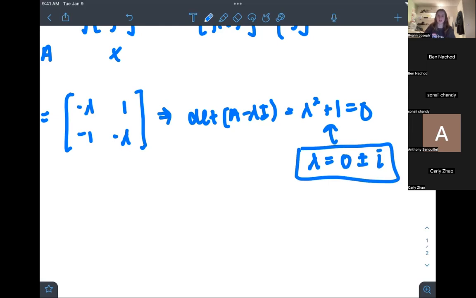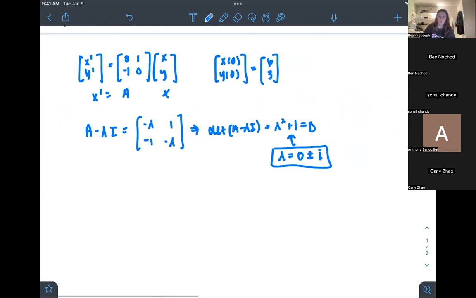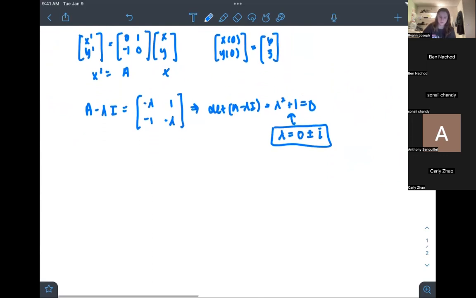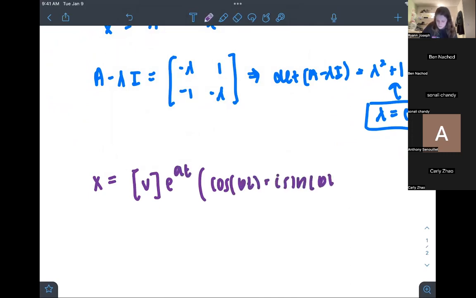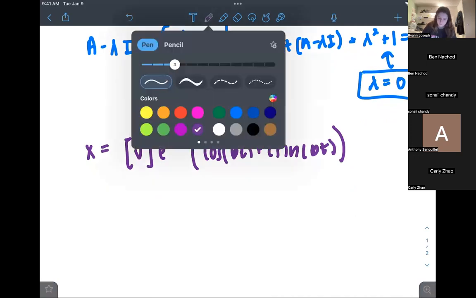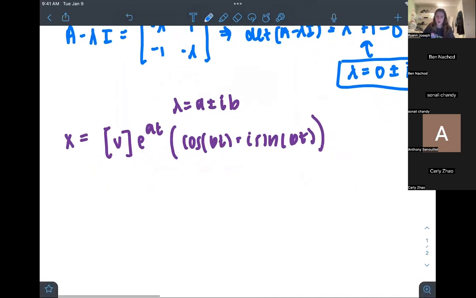We have complex eigenvalues. When we have complex eigenvalues, the way we solve this is, like I mentioned, the general solution looks like the generalized eigenvector, e to the eigenvalue t times cosine of b t plus i sine of b t, where that is our eigenvalue. Here we have a complex eigenvalue.